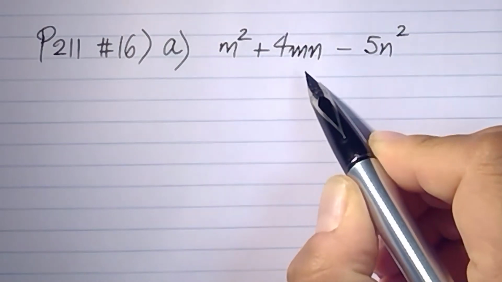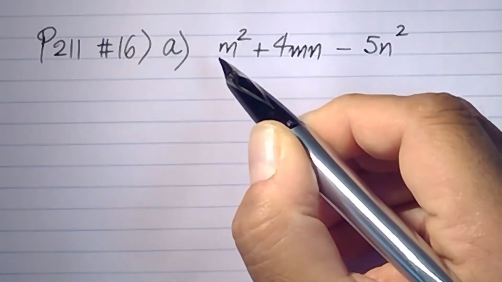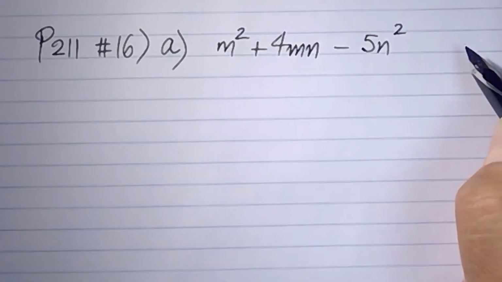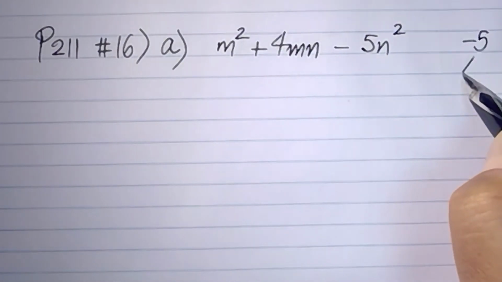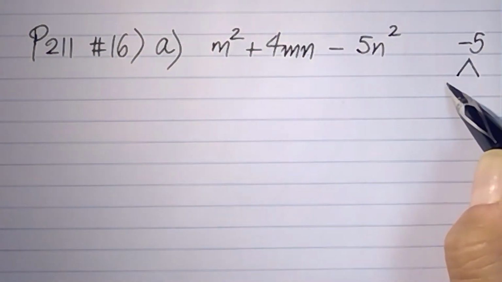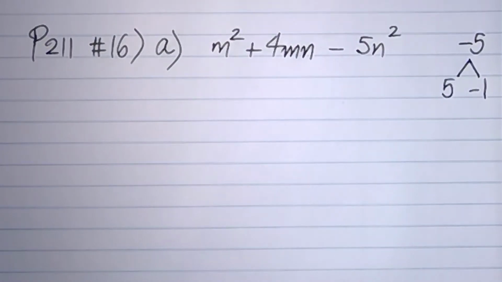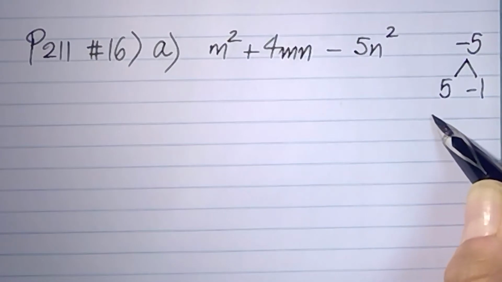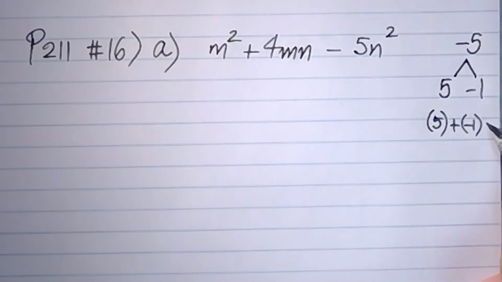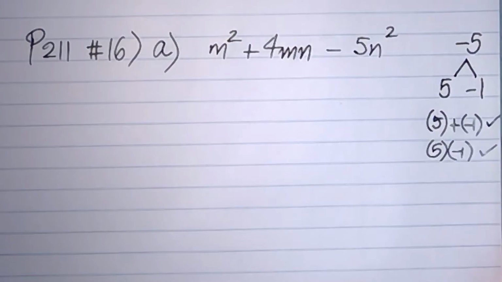I've got m squared, I've got mn, and I've got n squared. So the square's on the outside. Look at your coefficient here, it's 1. 1 times -5 is -5. I want two numbers that multiply to give me -5 and add to give me positive 4. So if you look at this, 5 plus -1, that gives us positive 4. 5 times -1, that gives us -5.